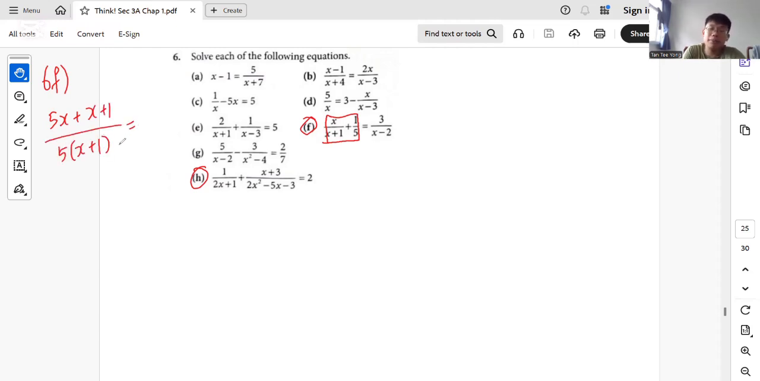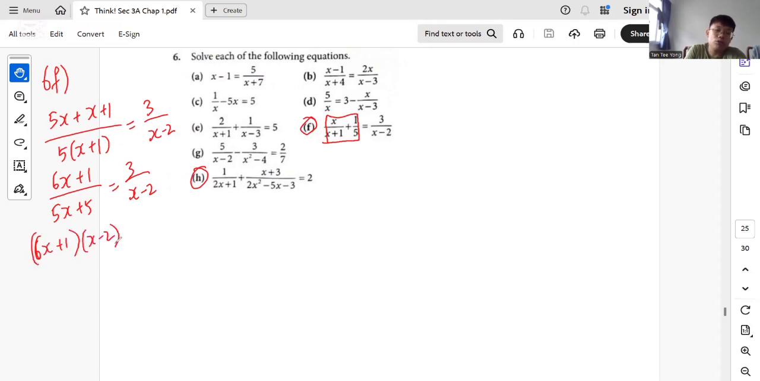Okay, I make them the same denominator and then combine them in one single step. Then after that, just simplify it. So (6x plus 1) over (5x plus 5) equals 3 over (x minus 2). Then we can cross multiply. So (6x plus 1) times (x minus 2) equals 3 times (5x plus 5). Okay, so just expand: 6x squared minus 12x plus x minus 2 equals 15x plus 15.